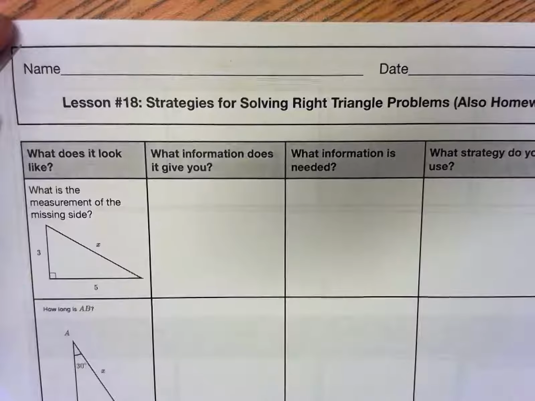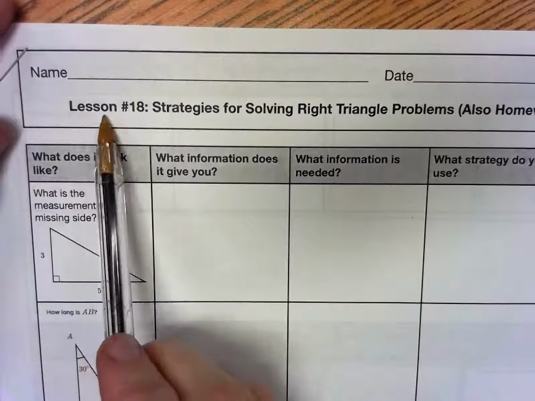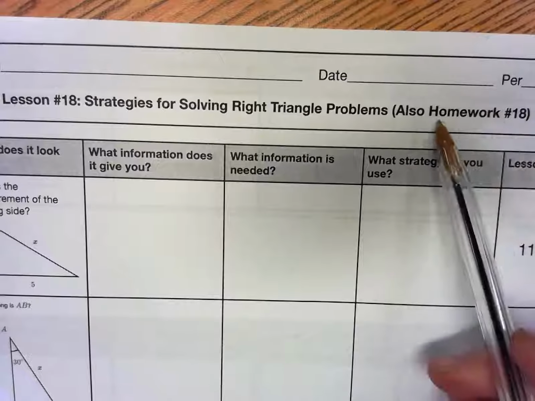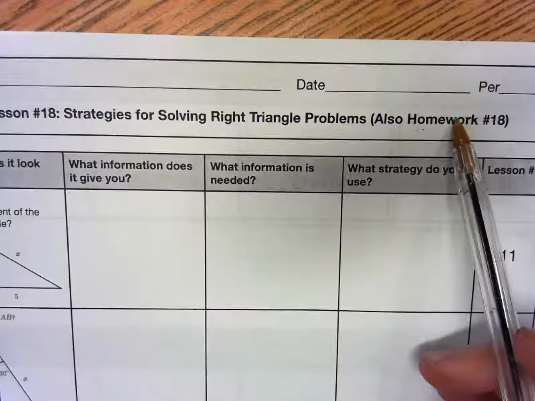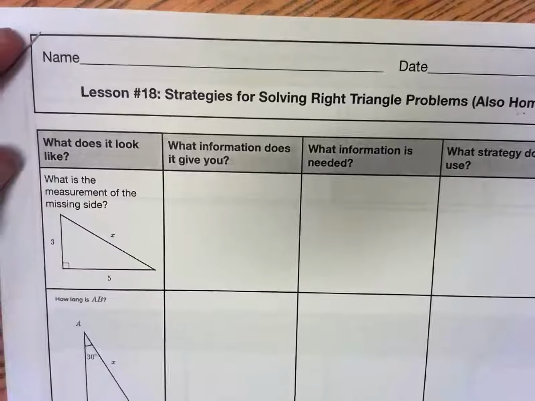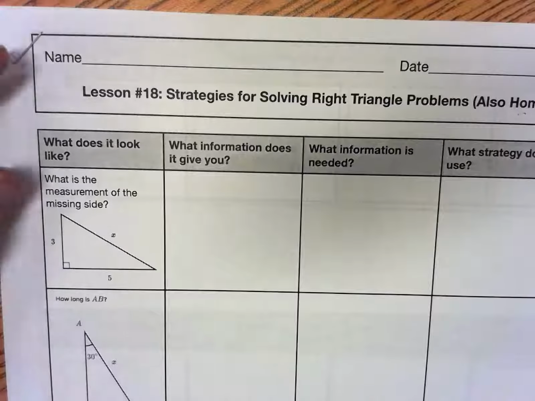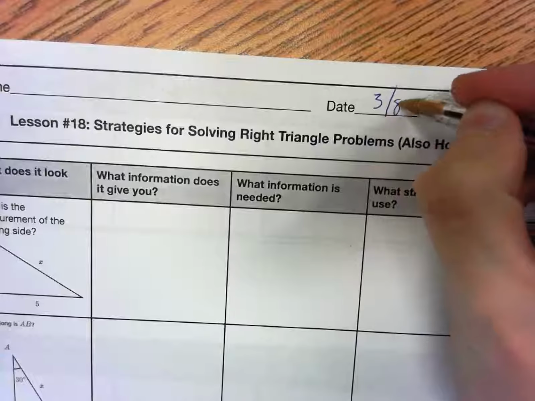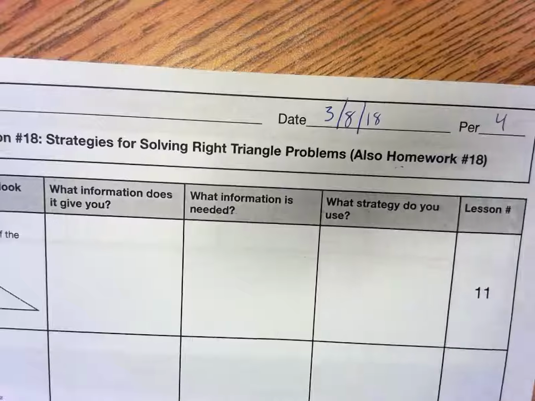All right, go ahead and find your notes sheet for today, Lesson 18, Strategies for Solving Right Angle Triangle Problems. This is also your homework number 18. So whatever you get done in class today, if you get it all done, you won't have homework. Make sure your name is at the top. Today's date is 3/8/18, and today's class period is 4.